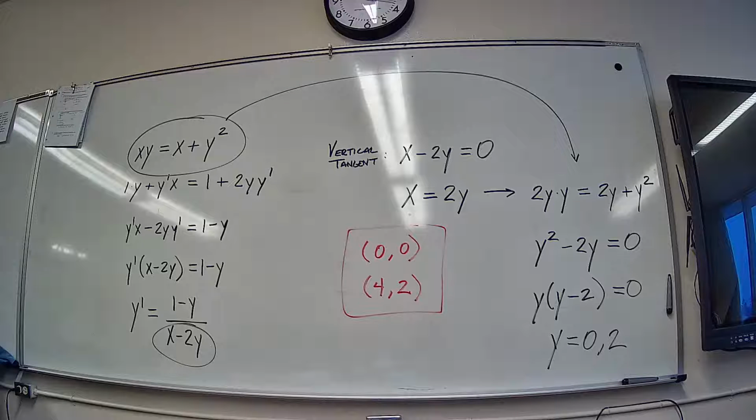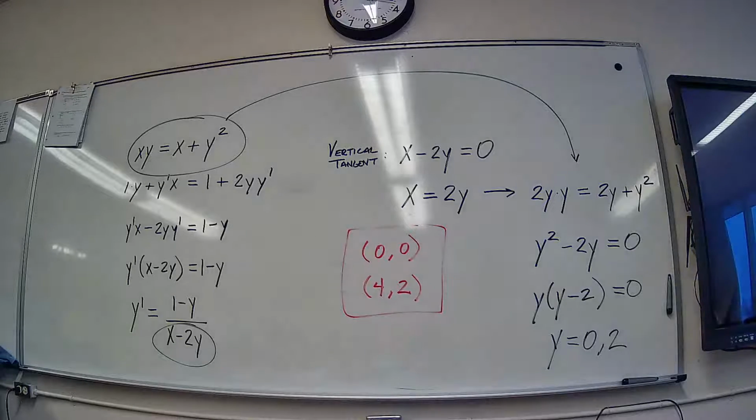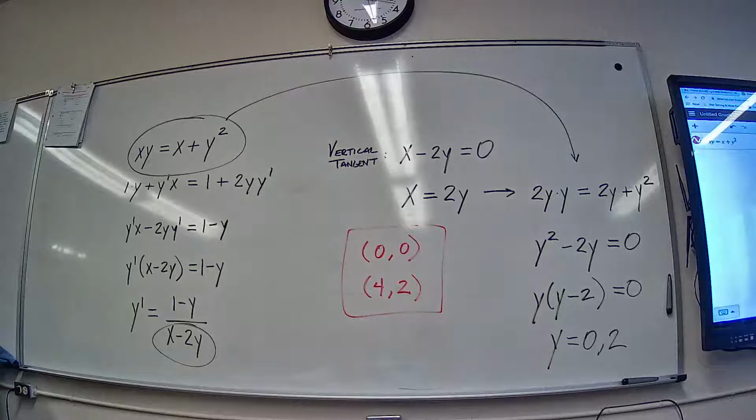Mr. Hooter, x times y equals x plus y squared. Oh, it's hyperbolic. Cool. There's 4, 2. We can see pretty clearly that there's going to be a vertical tangent line there, and then there's the origin.